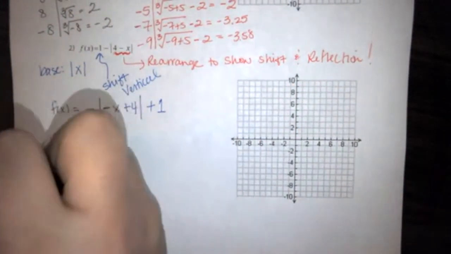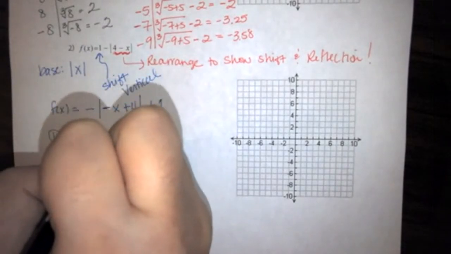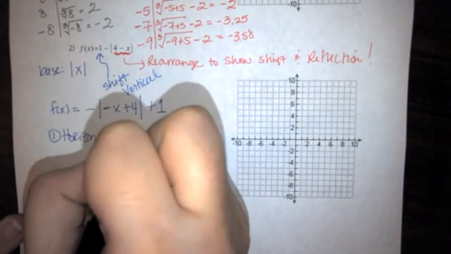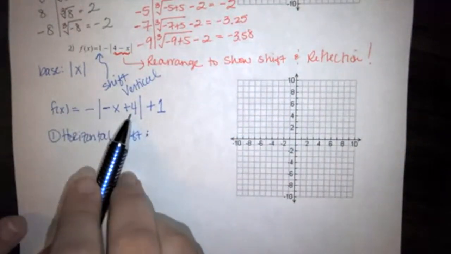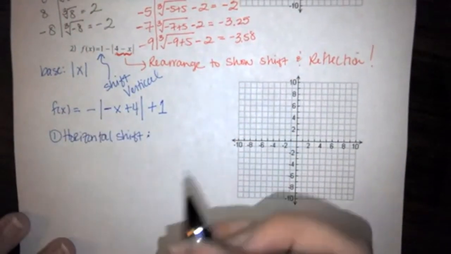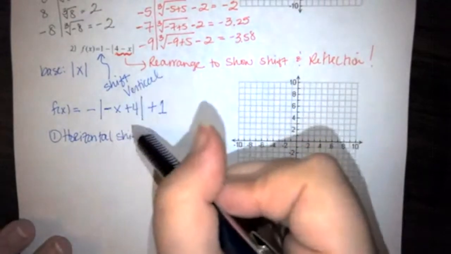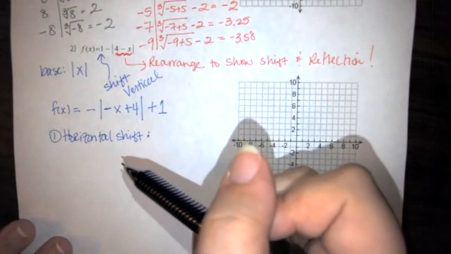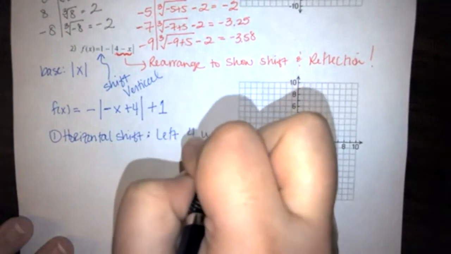So again, the first thing you need to look for is a horizontal shift. Well, in this case we do. The horizontal shift is right here. It's a +4 because it's inside. Remember, that means opposite sign. So this means that we are going to shift to the left, and we're going 4 units.